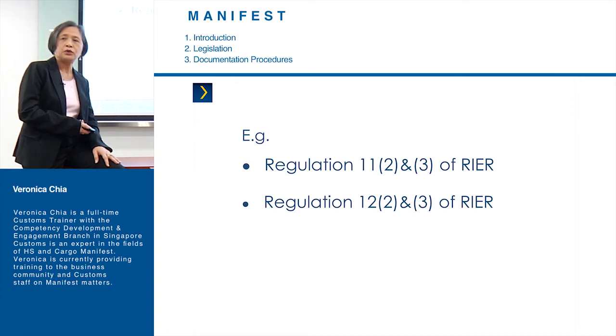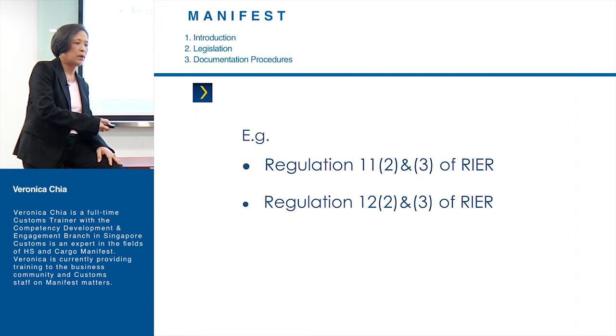This is an example of two regulations: Regulations 11, 2 and 3, plus also 12, 2 and 3. The first one covers the export of goods from Singapore, in which the manifests and the permits need to be submitted to Singapore Customs. The second one, Regulation 12, 2 and 3, is for imports, for all arrivals.